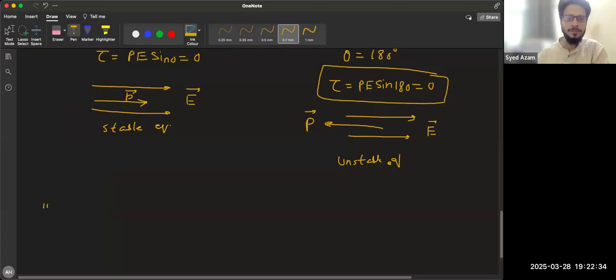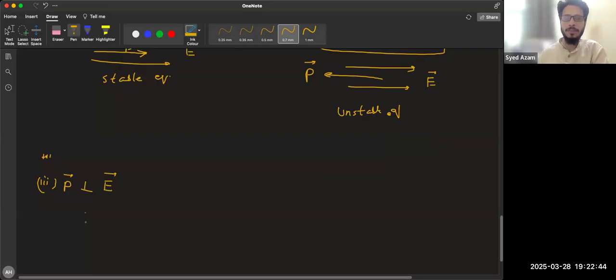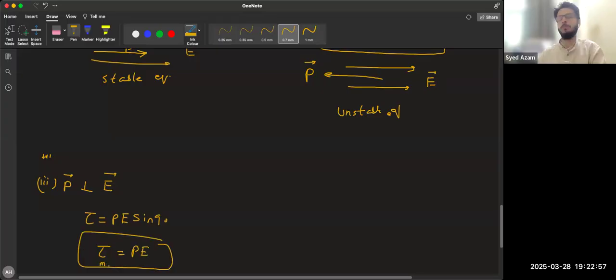Third case is if P and E are perpendicular, that means torque will be PE sine 90. Sine 90 is 1. So you can say in this case, the torque is PE, and this is the condition for the maximum. So in this particular case, your torque will be maximum.